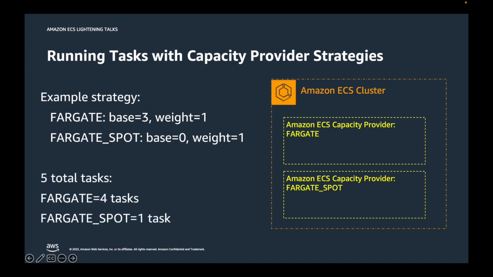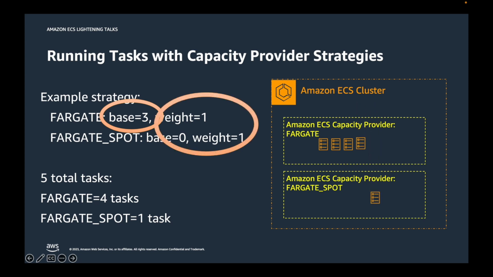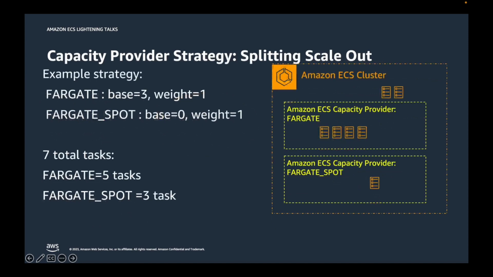Let's look at an example where we have 5 tasks running for your service. With the example strategy that we are seeing on the screen, there will be a base of 3 tasks that will be scheduled on Fargate, and from there on, anything additional than that will be equally distributed since the weights are equal here. If you turned on automatic scaling for your application, and there is a need for scaling out your application to 7 tasks in this example, the additional 2 tasks will again be equally distributed across these capacity providers because their weights are 1:1.